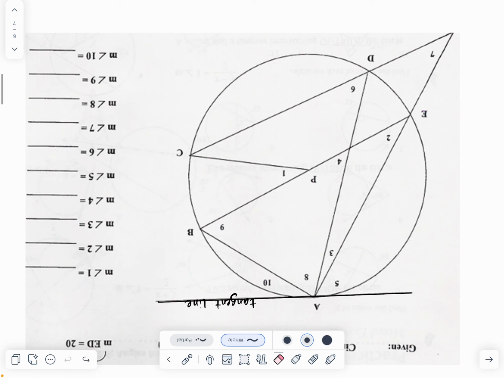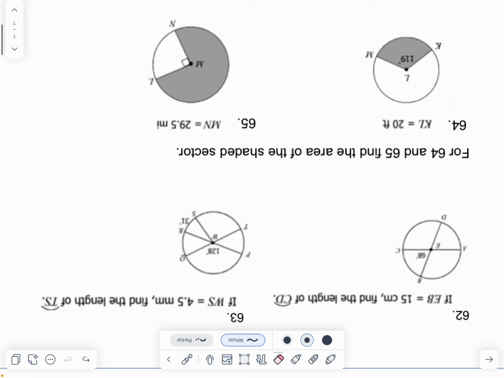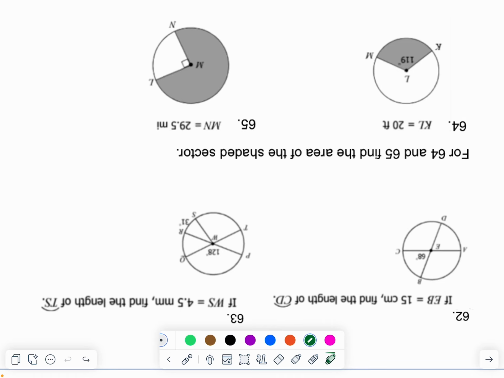Oh my gosh. Okay, this one, I don't really have time. Maybe we can go over this in class. If I have time, if my iPad doesn't die, I'll come back and do this question. Let's go look at these really quick.